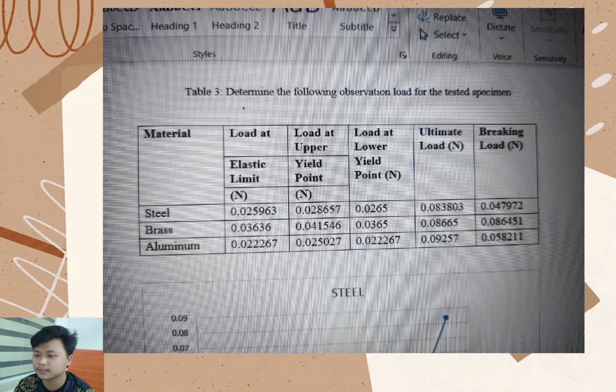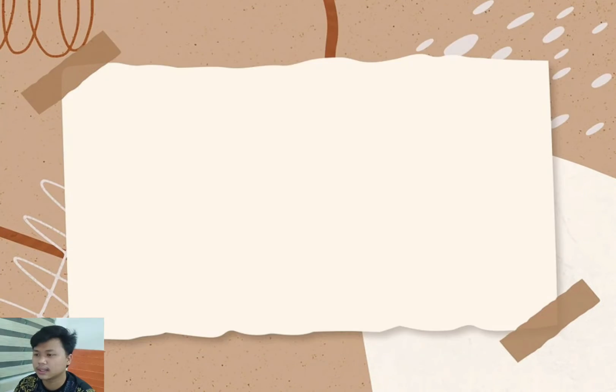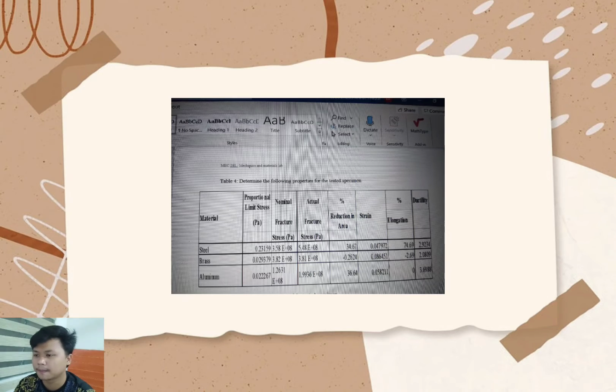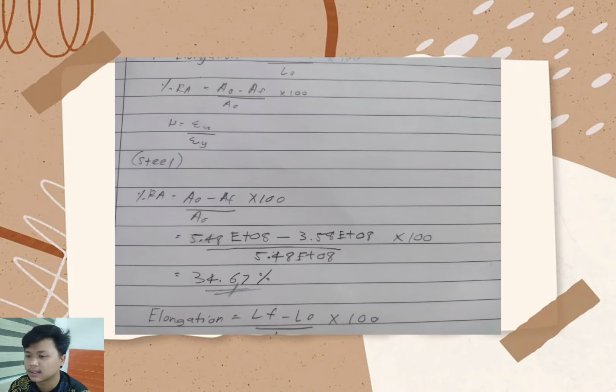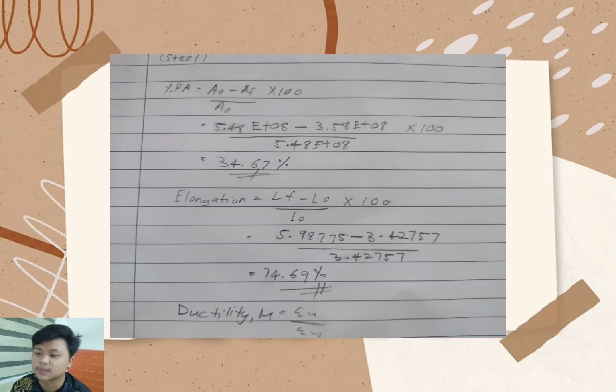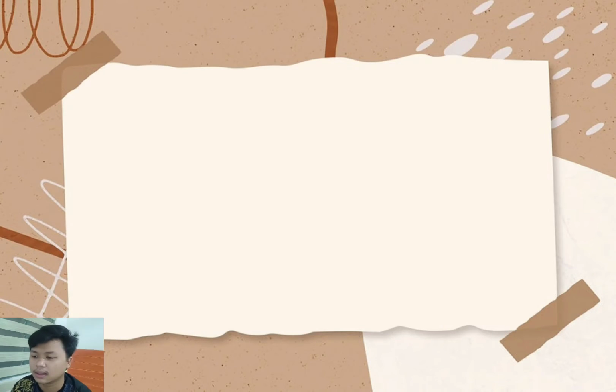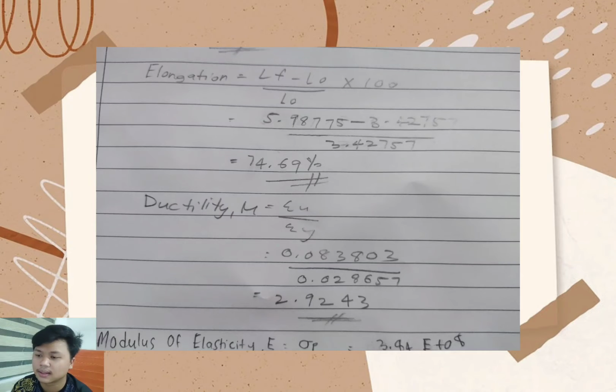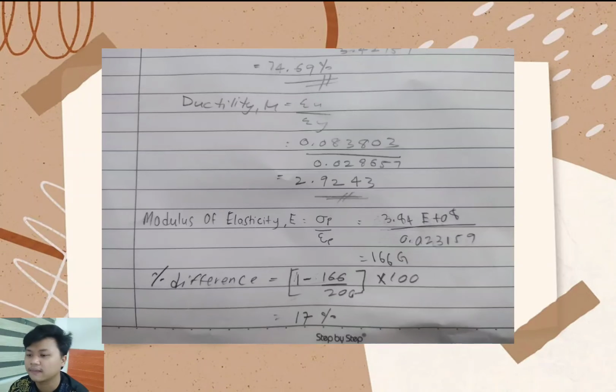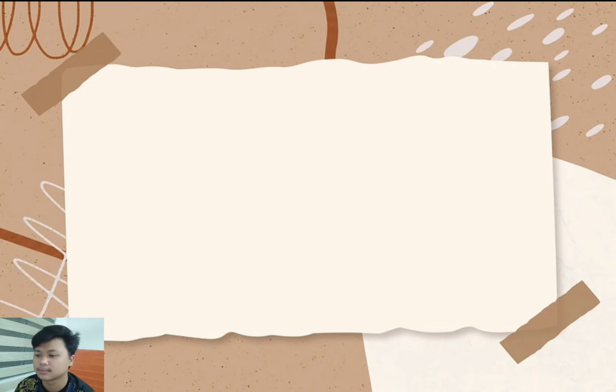Okay, next. For the last table, which is table 4. The table before that, which I showed, is table 3, that shows all the elasticity, yield point until the break load. So the last table is the properties for the tested specimen, and all these values can be found by checking the graph and by the calculation.